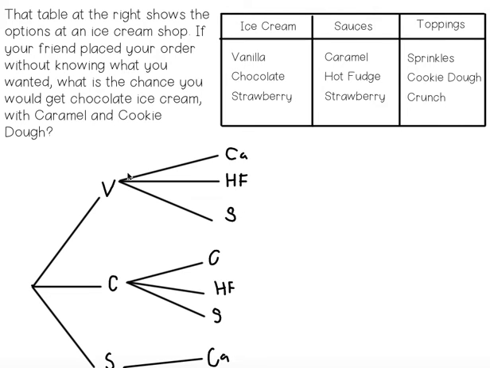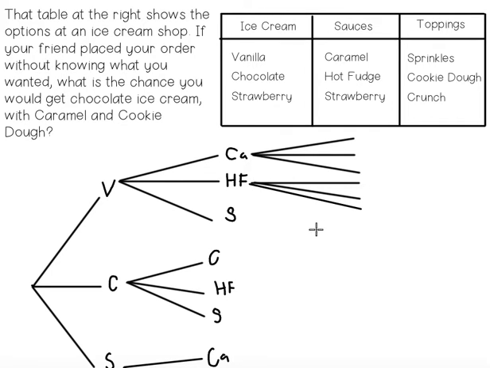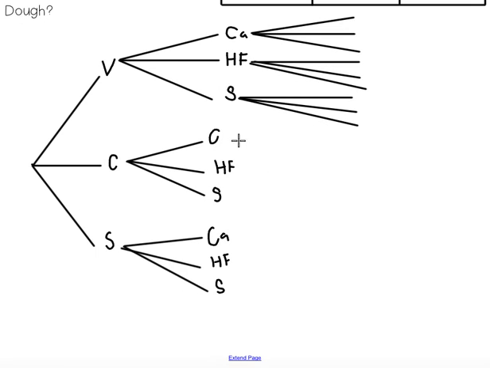Alright, and then for each of these, we also have the option of the topping. So sprinkles, cookie dough, or crunch. Sprinkles, cookie dough, crunch. We have to keep going with those.